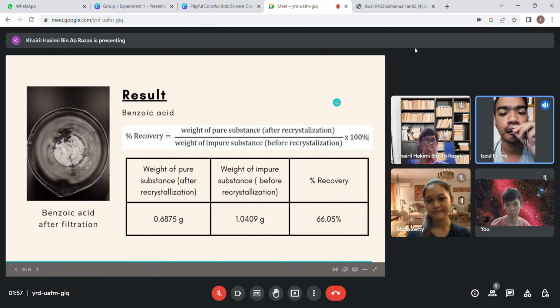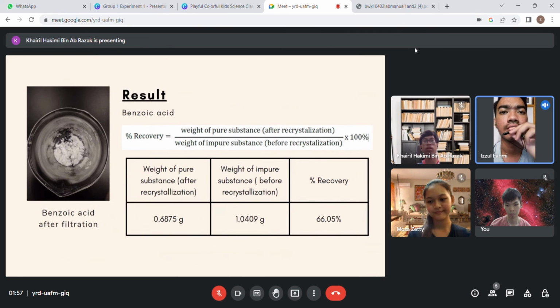And then we move to benzoic acid. It's still the same. We calculate the recovery. So the weight of pure substance after the crystallization, we collected 0.6875 gram, and then the weight of impure substance before crystallization is 1.0409 gram. So the recovery percent for benzoic acid is 66.05%.